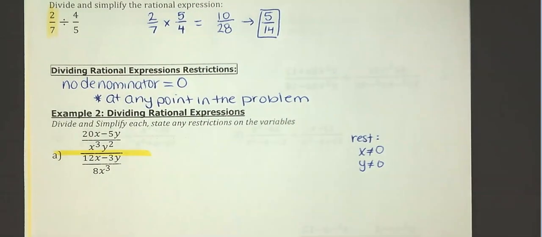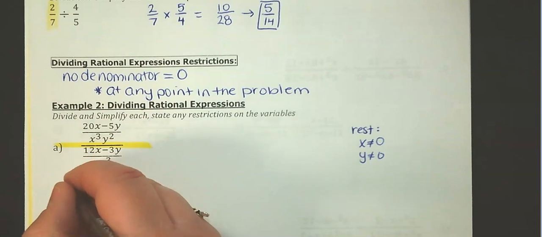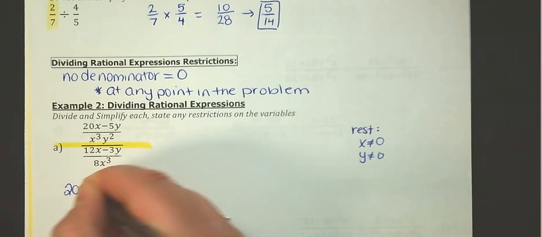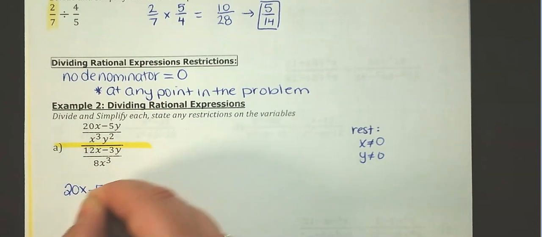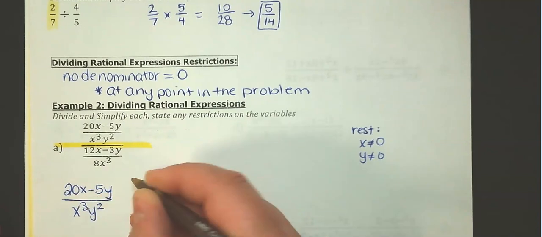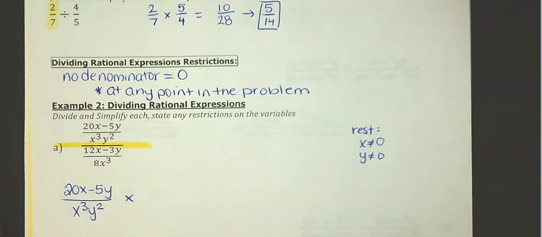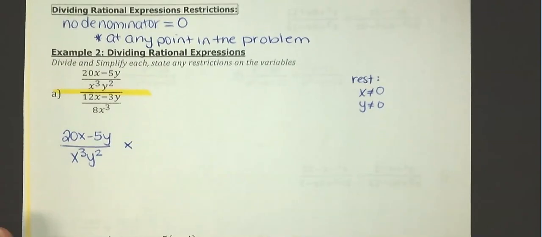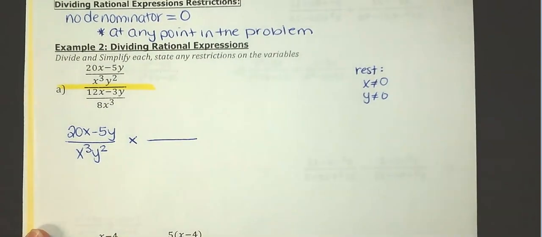Okay, now I'm going to do my keep, change, flip. So I'm going to keep the top fraction, this 20x minus 5y over x cubed y squared. I'm going to change that division sign to multiplication. And then I'm going to take the fraction I'm dividing by, and multiply by the reciprocal, so I'm just going to flip it over.